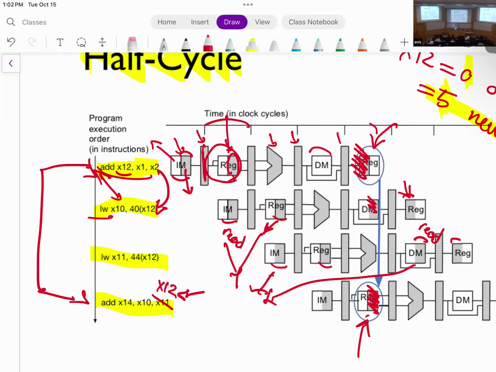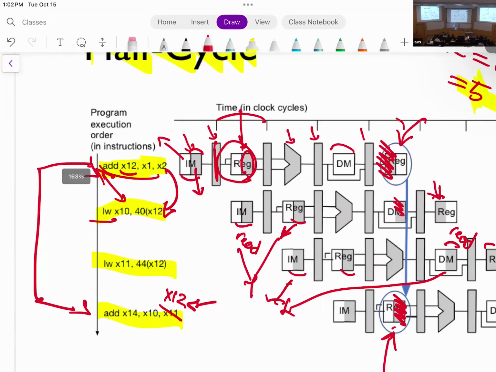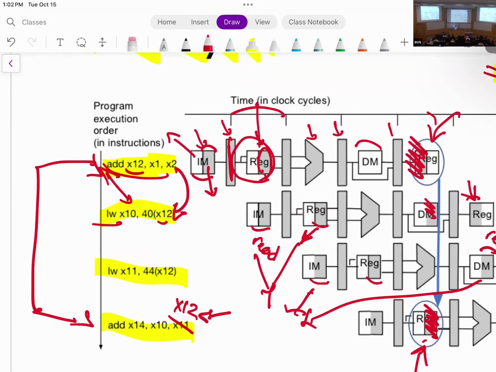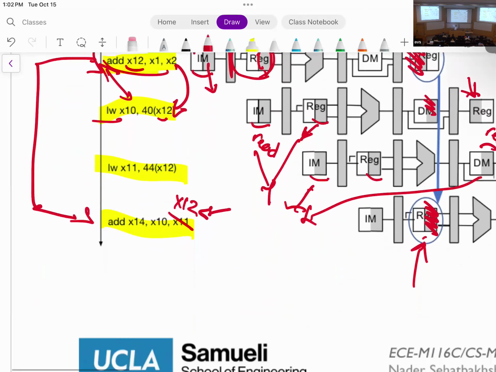You're talking about these two instructions? Yeah. So the question is about this one. Yeah, ignore this one for now. We're going to get to it.